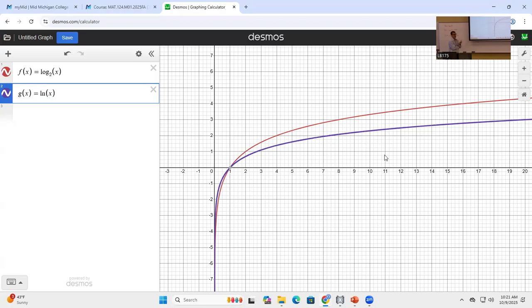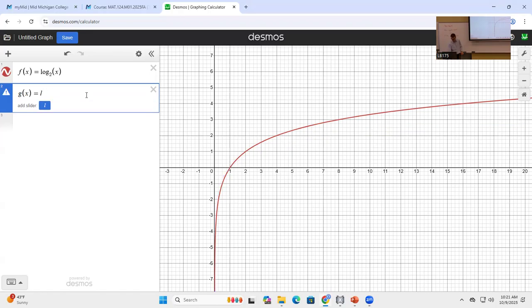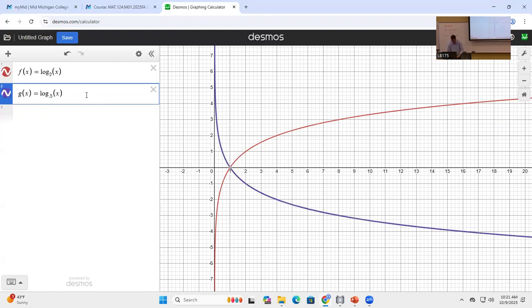It's the inverse of exponents. If our base is bigger on the exponent, we grow really fast. But now we're going slower because it's reversing the roles of X and Y. By the way, if we did log base, let's do a 0.5, notice that's just a flip across the x-axis of log base 2.